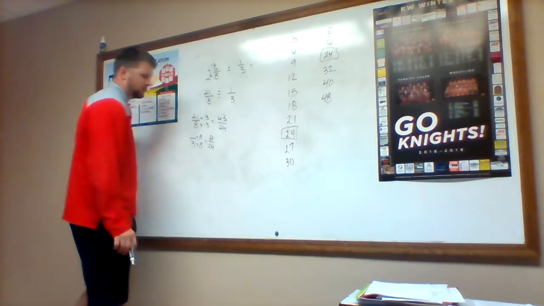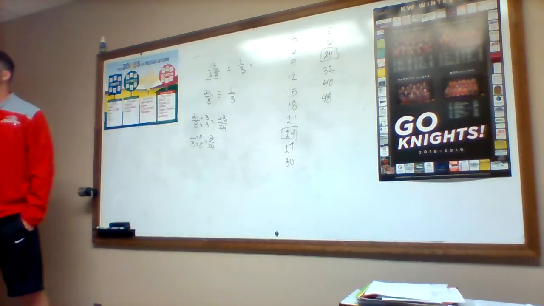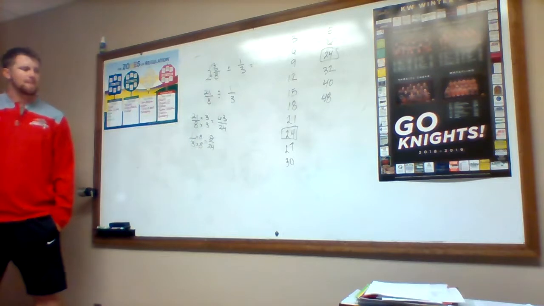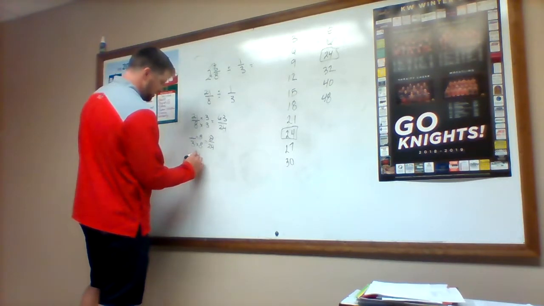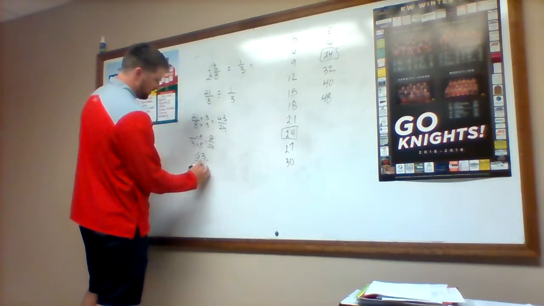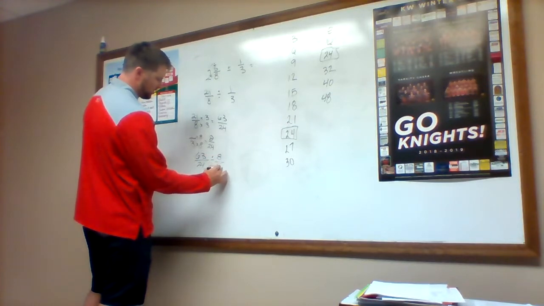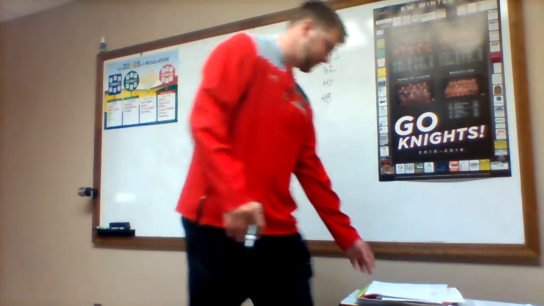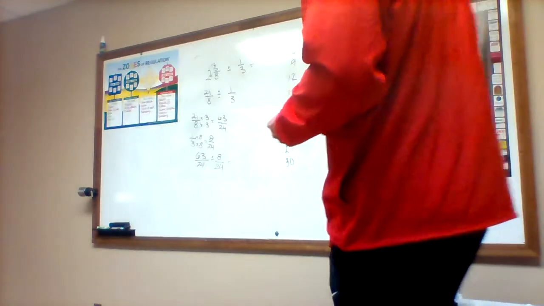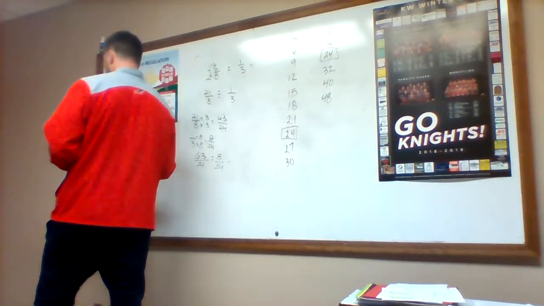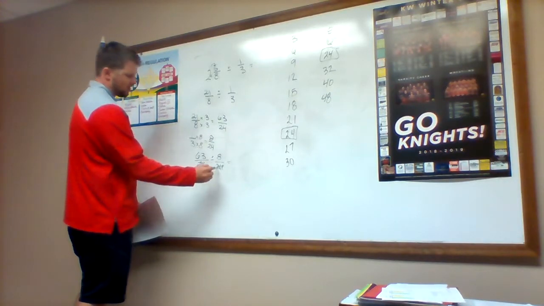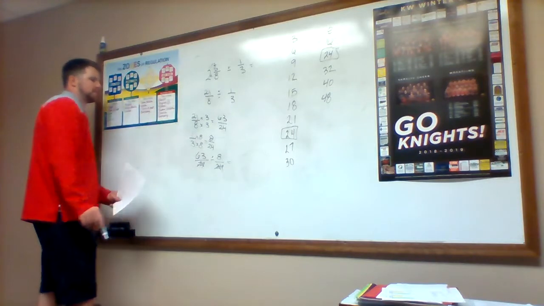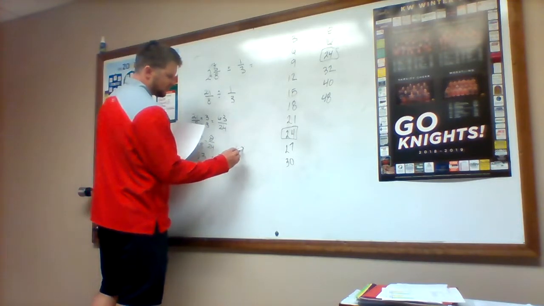Now, the next step, how is our new problem going to look? 63 over 24 divided by 8 over 24. Very good. Now, the next step. Denominators, good. So we're crossing off the 24, making our new fraction 63 over 8.